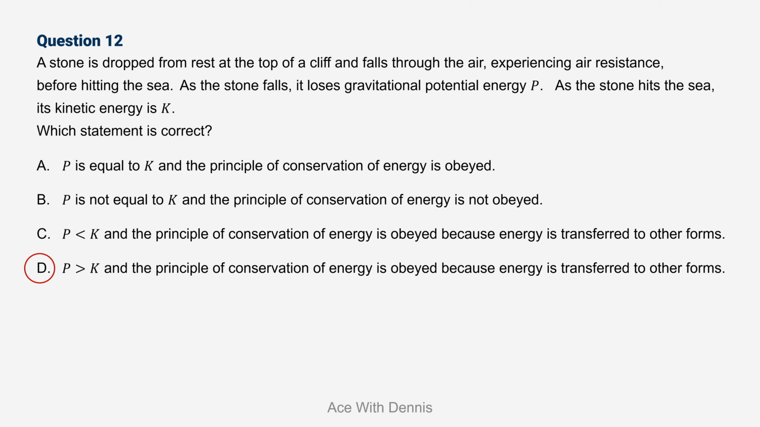The answer is D. P is greater than K and the principle of conservation of energy is obeyed because the energy is transferred to other forms. Remember, the principle of conservation of energy must always be obeyed. The gravitational potential energy has to be greater than K because it has transformed to kinetic energy and also energy lost due to the air resistance. So that's why P should be greater than K, and the principle of conservation of energy is obeyed because energy is transferred to other forms.